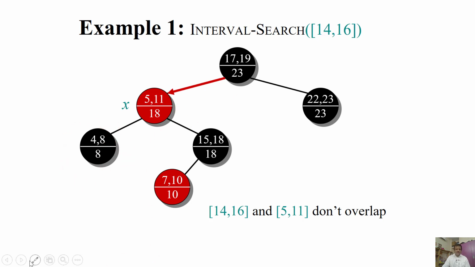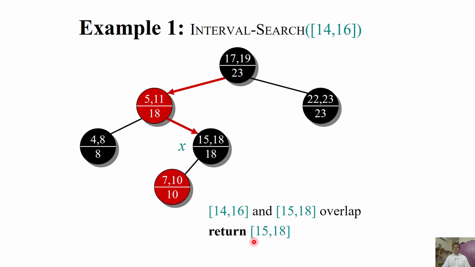So, we have to go to the right subtree of that. Now, again here we check whether this is overlapping with this. Now, this is overlapping, so we return this interval. So, that is the execution of this interval search algorithm.